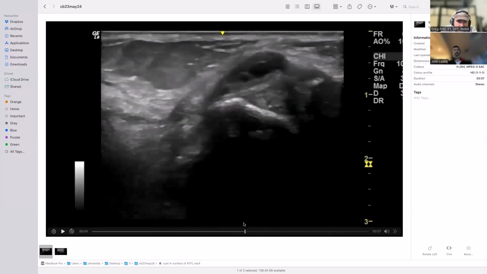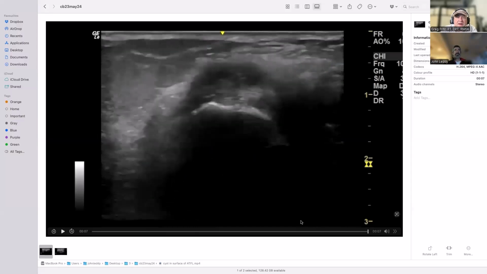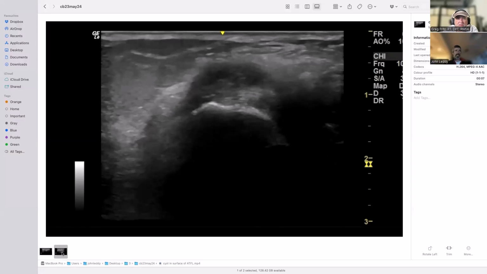It was symptomatic. Well, it was symptomatic to touch, or the ankle itself was painful. I think it was tender around there, and they twisted their ankle, which is why I was looking at it.